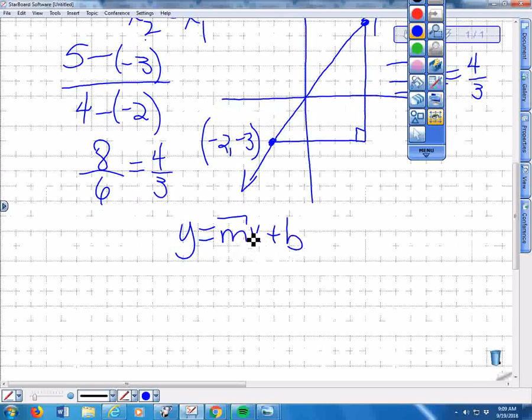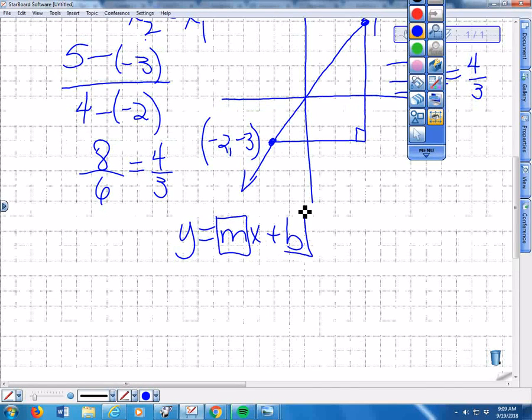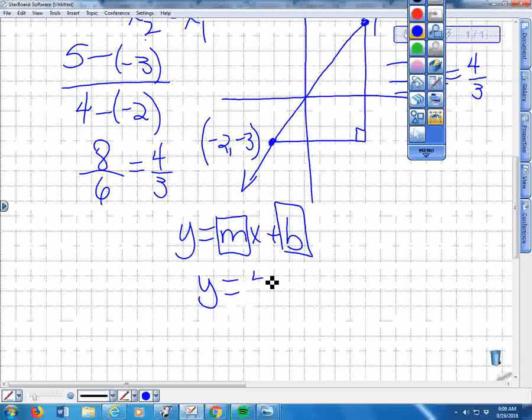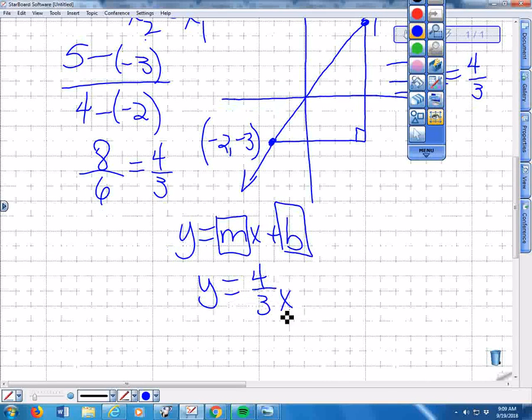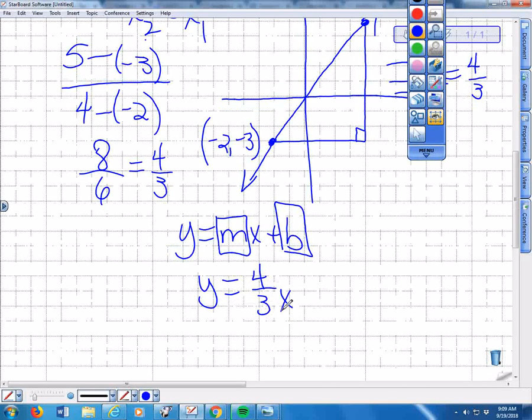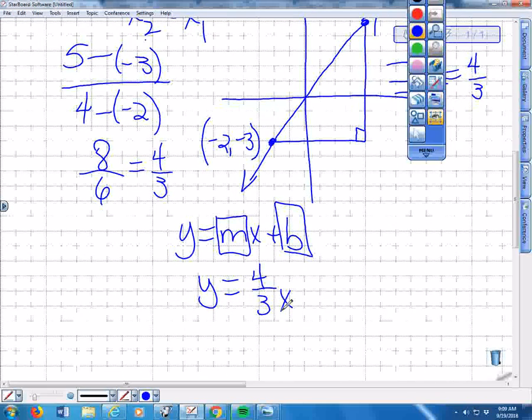0. So when I'm looking at the form y equals mx plus b, I found the slope, it's 4/3. I found the y-intercept, it's 0. The equation for this line is y equals 4/3 x. So the y-intercept is b. Yes.